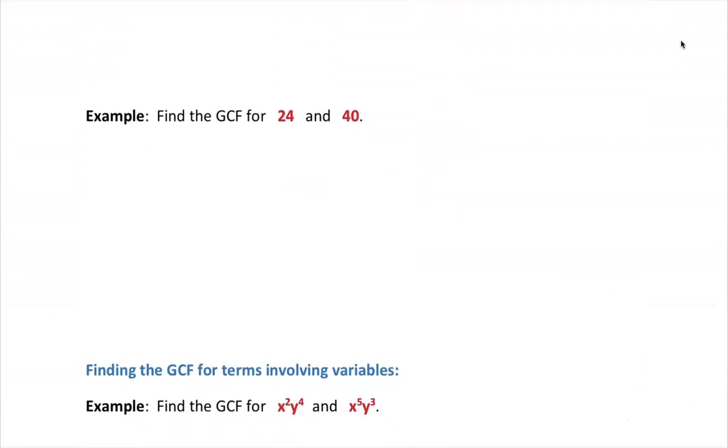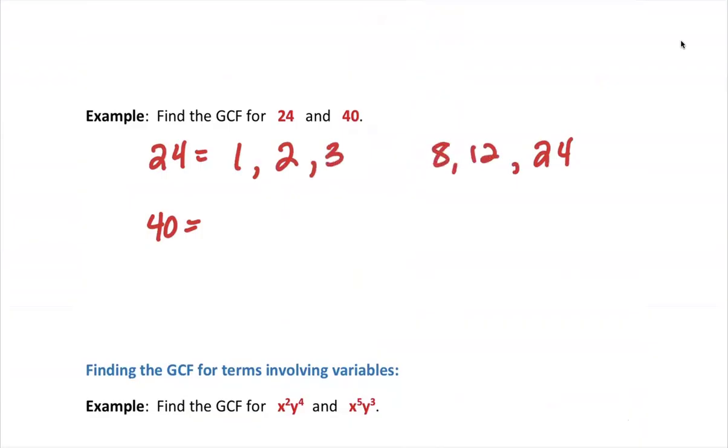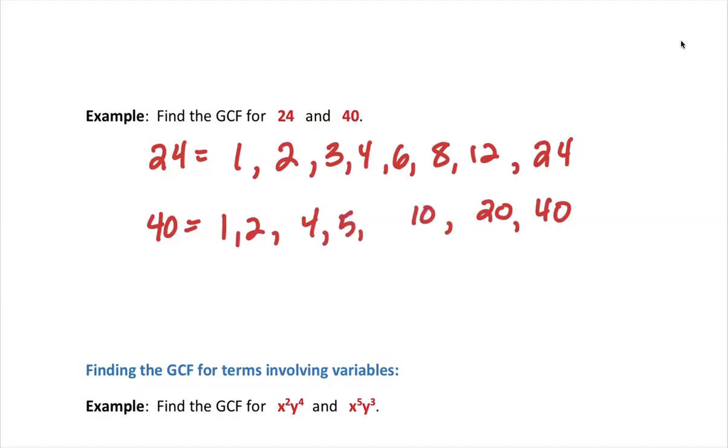24 and 40. Yeah, I'll keep it the same. Those are two numbers, it won't be too bad. 1 times 24, 2 times 12, 3 times 8, 4 times 6. Those are all the factors of 24. 40 would be 1 times 40, 2 times 20. 3 doesn't go into 40. 4 does. 4 times 10, 5 times 8.